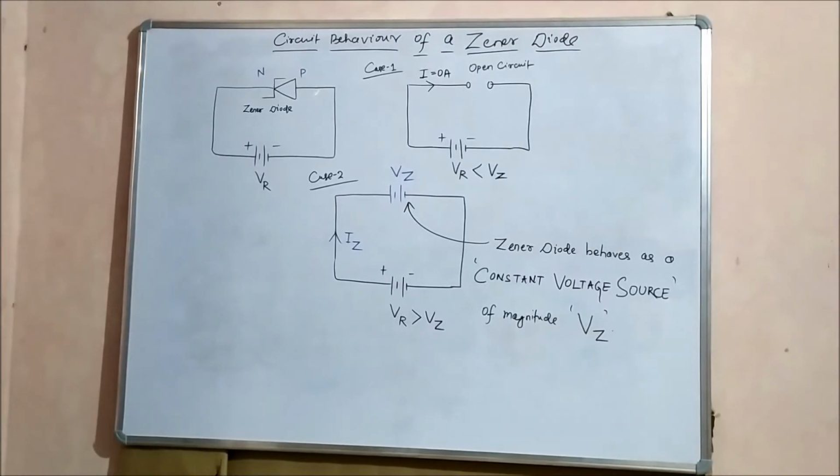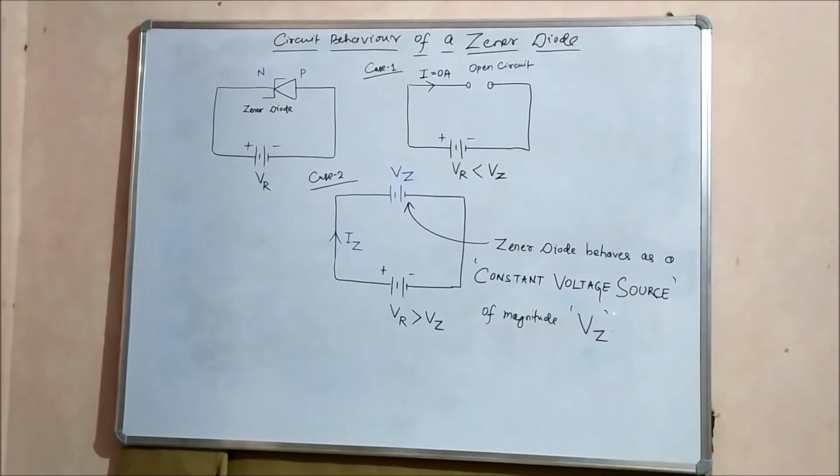Okay, so again, let's just repeat. This is a normal Zener diode connected in a circuit in reverse bias fashion, with the n-type end connected to positive and the p-type end connected to negative terminals of the voltage supply VR, the reverse voltage. When the reverse voltage is lesser than the Zener voltage, the Zener diode will behave as an open circuit. It will be off and no current will flow through the circuit. But when the reverse voltage exceeds the Zener voltage or breakdown is achieved, the Zener diode will behave as a constant voltage source of magnitude equal to VZ, the voltage at which the breakdown took place.